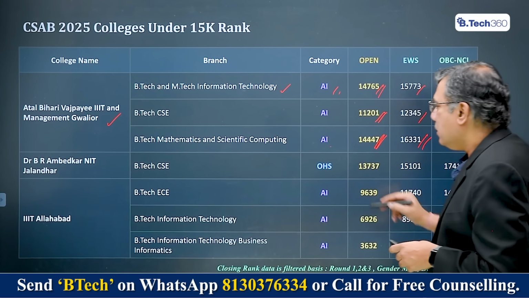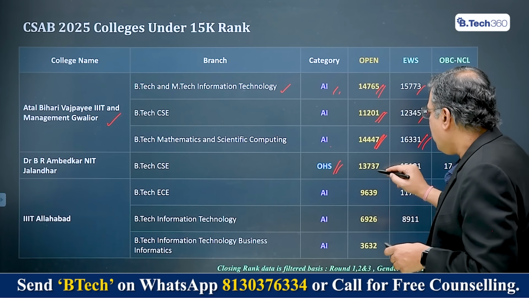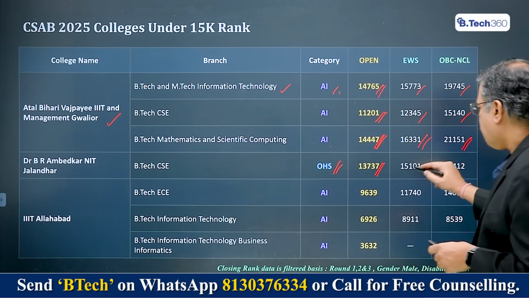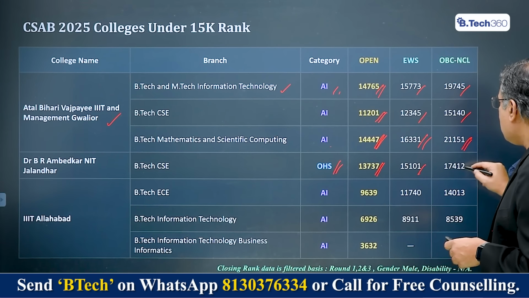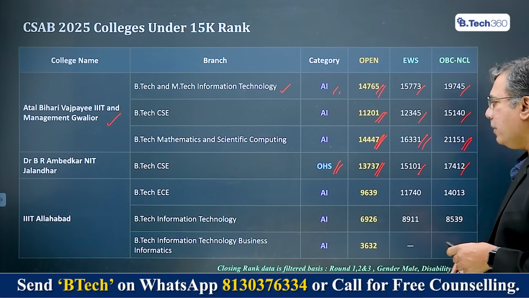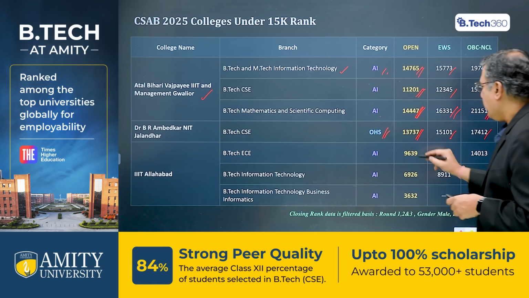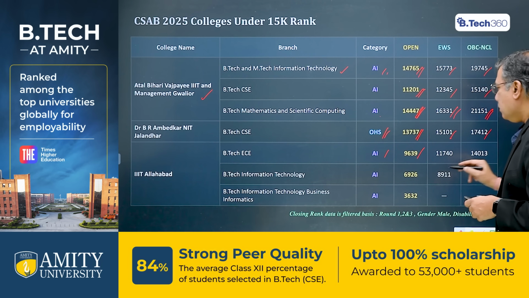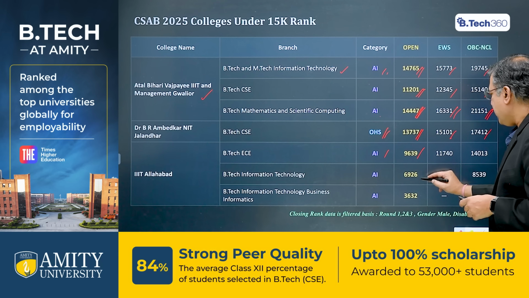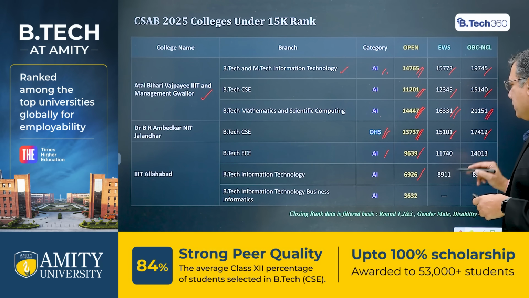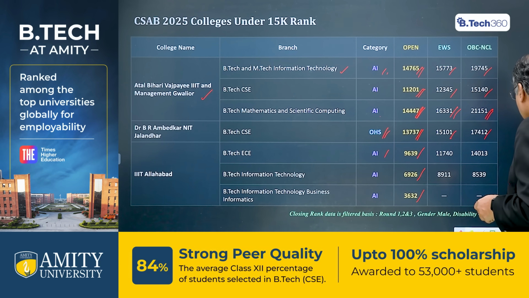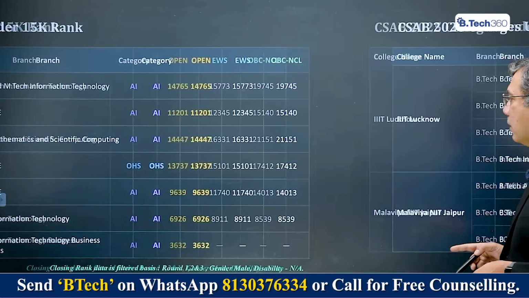Dr. B.R. Ambedkar NIT Jalandhar, BTech CSE outside the home state quota, since it's an NIT, 13,737. 15,101 for EWS, OBC-NCL is 17,412. For IIIT Allahabad, the All India quota, we're talking of 9,639 for BTech ECE, BTech Information Technology 6,926, BTech Information Technology Business Informatics 3,632. And we're talking of gender neutral here, remember that.